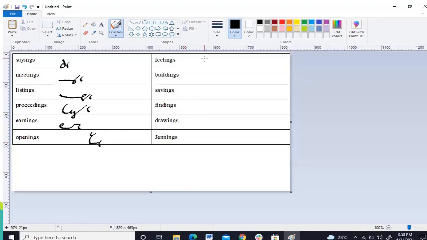Next, we have feelings. May feeling. So, we have F-E-L, ings for feelings. Next, buildings, we have BEL and then ings. Build, yung LD pala natin. I'm sorry. Yan, LDS. Next, savings, we have save and then ings.